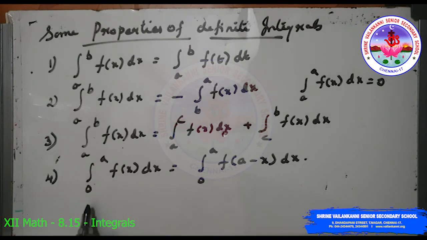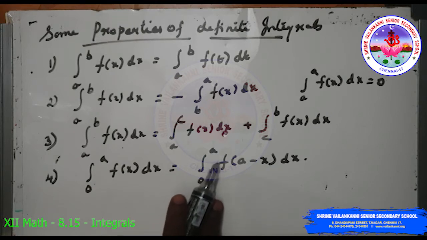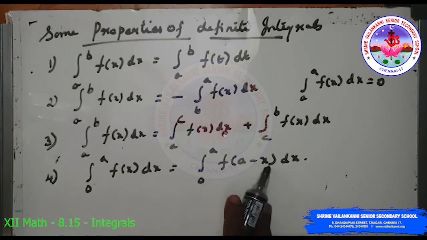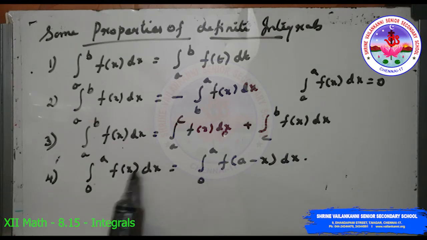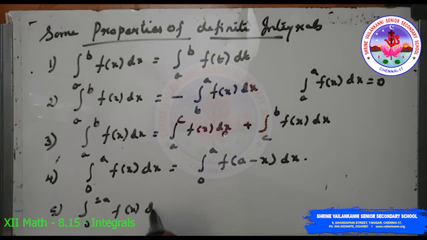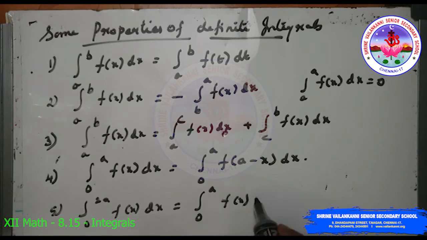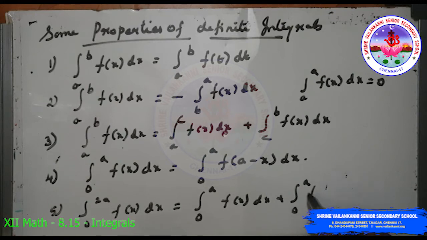Fourth property: integral of 0 to a f of x dx is equal to integral of 0 to a f of a minus x dx. Here a is the upper limit. You can change this as f of a minus x dx. The fifth property is integral 0 to 2a f of x dx, which is equal to integral 0 to a f of x dx plus integral 0 to a f of 2a minus x dx.